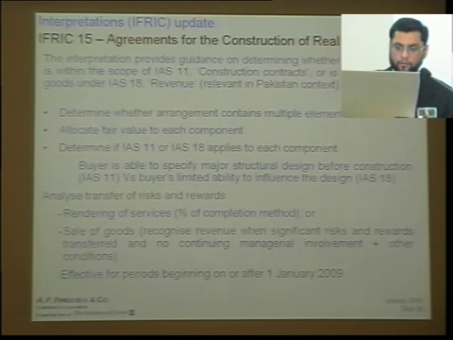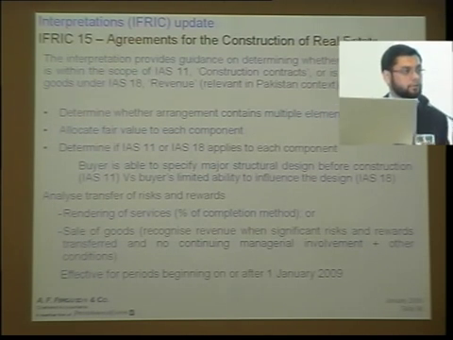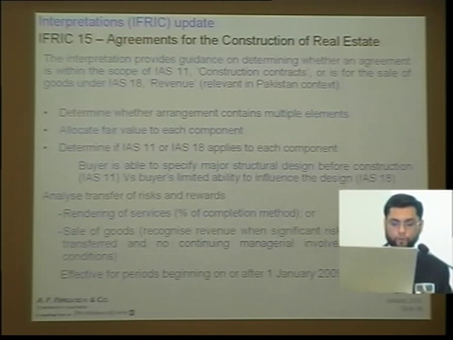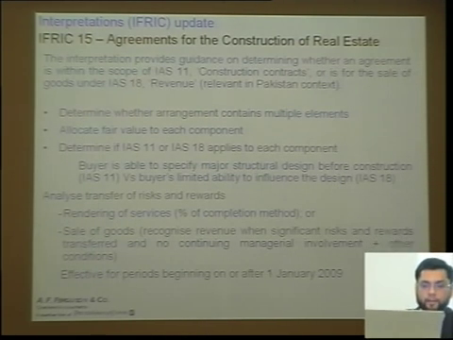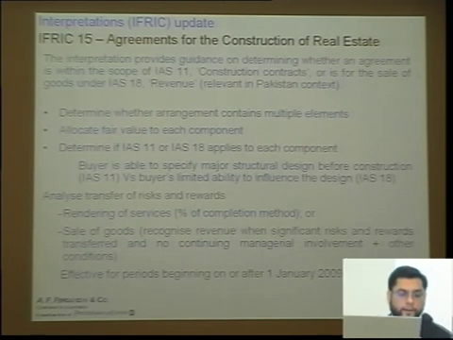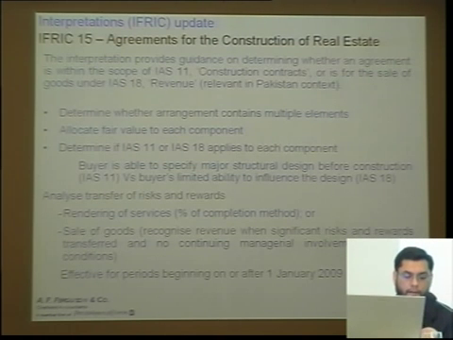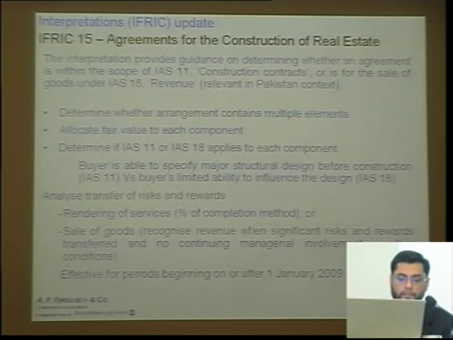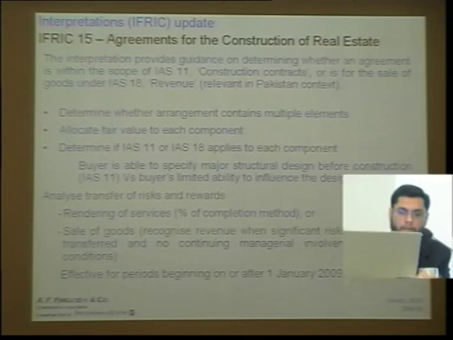IFRIC 15, if there are any questions? No question. Agreements for construction of real estate. This is also relevant here, because this relates to real estate business.